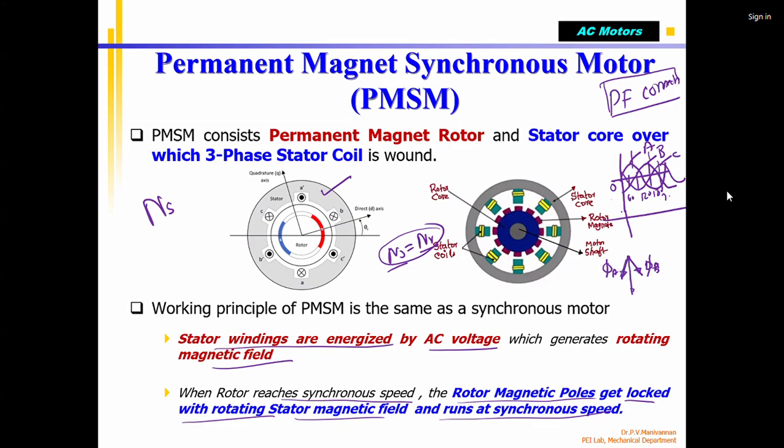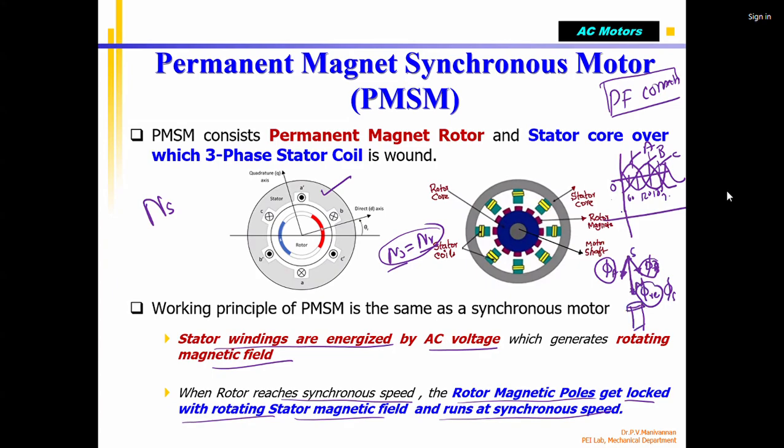Please note that the arrow shows the strength of the magnetic field. This is phi A, this is phi B, and because both are working together simultaneously, I get a resultant magnetic field. This is called phi resultant. This magnetic field is phi S. So this is the north pole, this is the south pole. Then I have my rotor. Correct? The rotor gets locked.